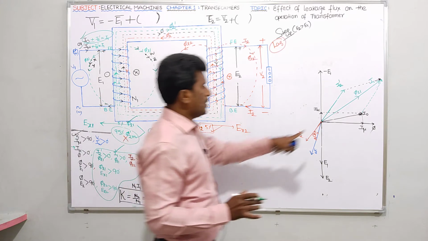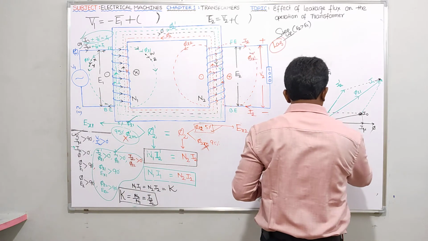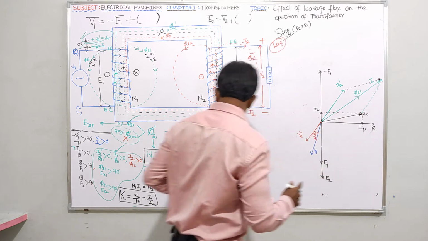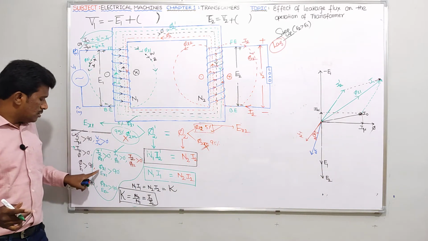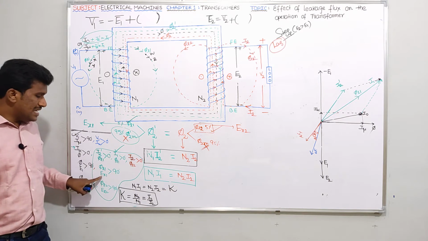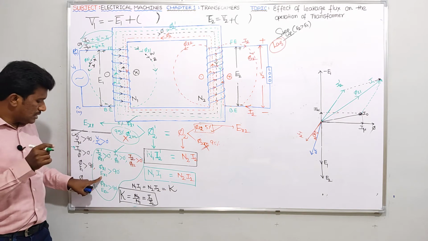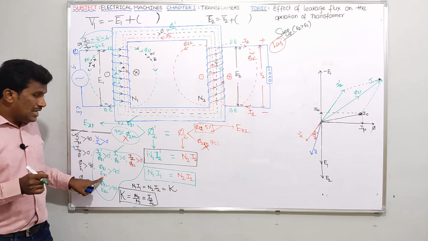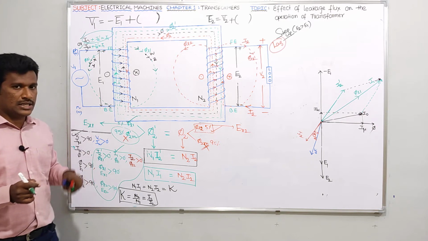So this is the pi L1 vector. Let me draw EL1. Sorry, not EL1. Let me repeat, guys. Because of pi L1, you will get Ex1. I just use the nomenclature Ex1, so let me use the same nomenclature. Ex1 lags pi L1 by 90 degrees.